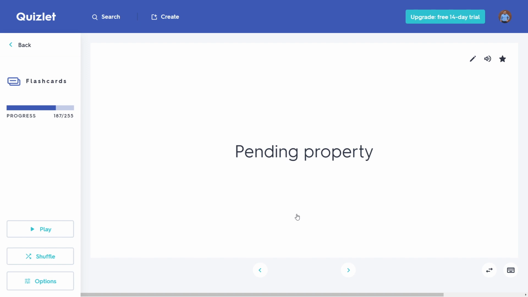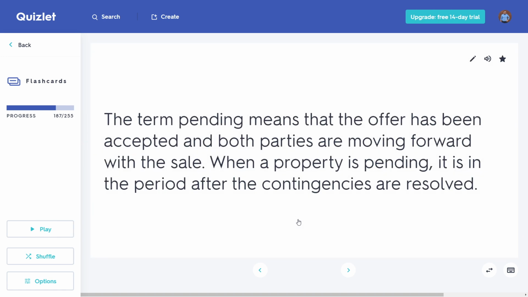All right, what's the deal with pending property? Well, the term pending just means that an offer has been accepted and both parties are moving forward with the sale. When a property is pending, it is in a period after the contingencies are resolved. So there's a clear distinction there between contingent property and pending property. Obviously, pending just means that everything's going well. It's just they still need time.